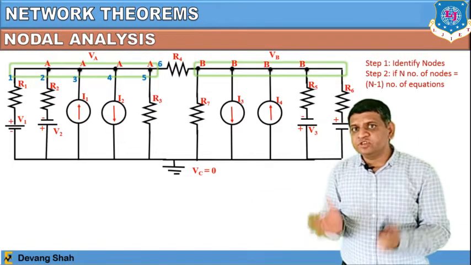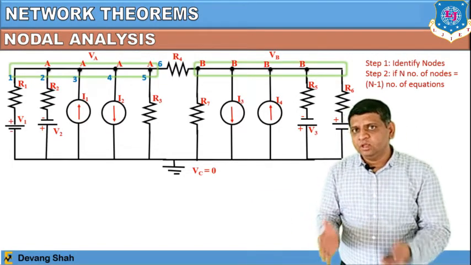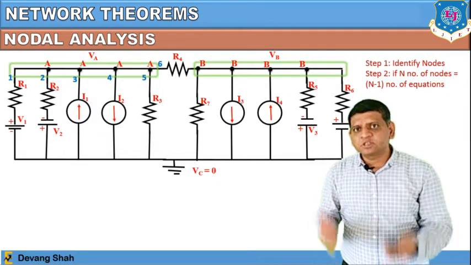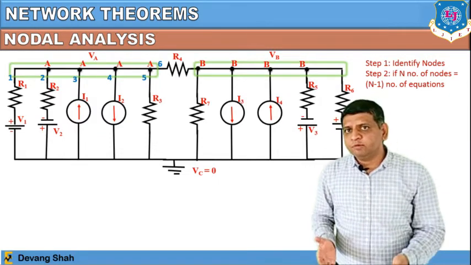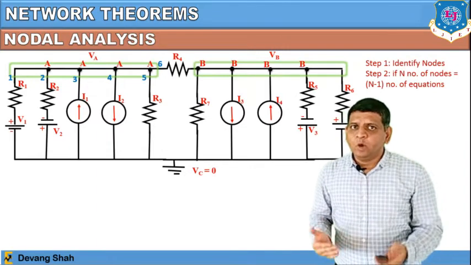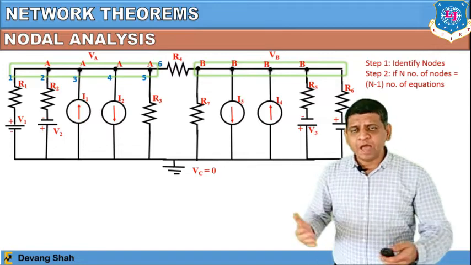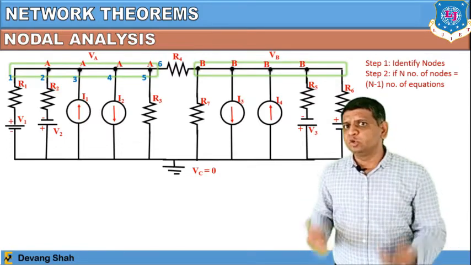But here the node C is connected to ground. So you have to always take this into consideration. The voltage at node C must be equal to 0. Right? For n number of nodes, we get n minus 1 number of equations. Now, once you apply this analysis, you have to consider yourself as a node, right?